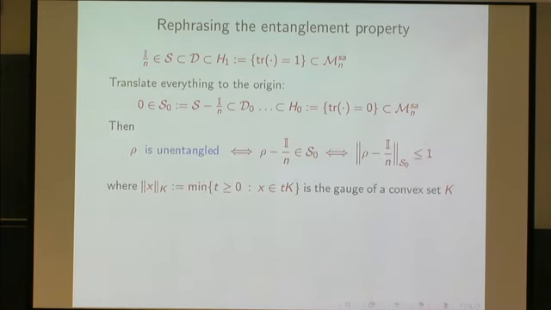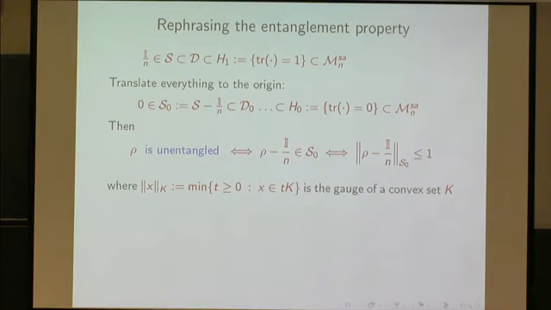So now there is another tautology, which is that a state is unentangled or separable if it belongs to S. It is the same thing tautologically as when you subtract the identity over n, then it belongs to the translated S. And this is again, tautologically, equivalent to the gauge of the set S0 evaluated at that difference being less than or equal to 1. Now, what is the gauge?